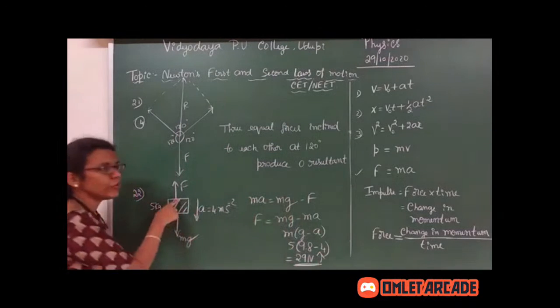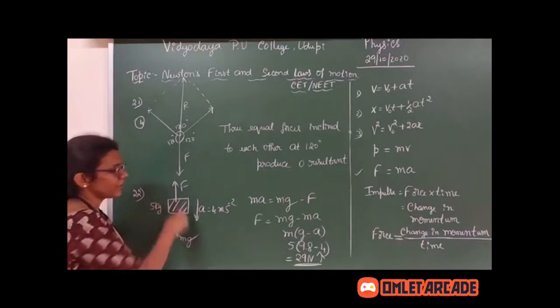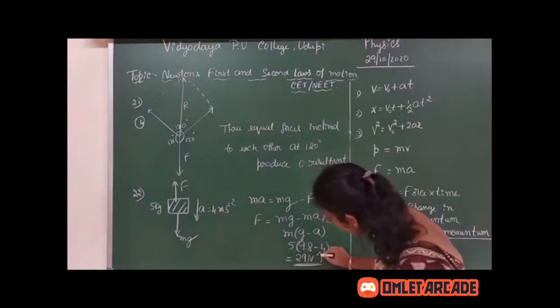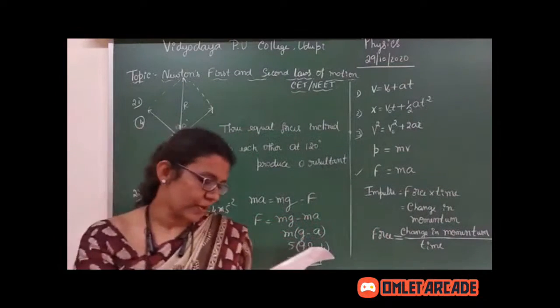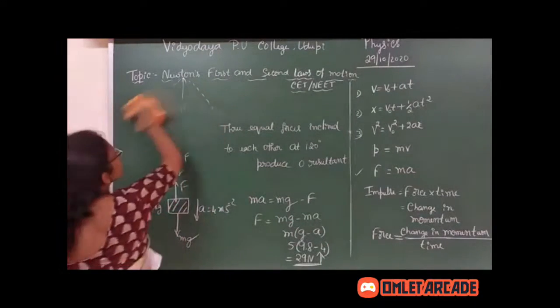What's the direction? 29 Newton should be applied in the upward direction, so that the acceleration would be 4 meters per second squared. So the option is 29 Newton. What is the direction? The direction should be upward. In this direction the force will be acted. So the answer for question number 22 is the third one, the right option. Next.